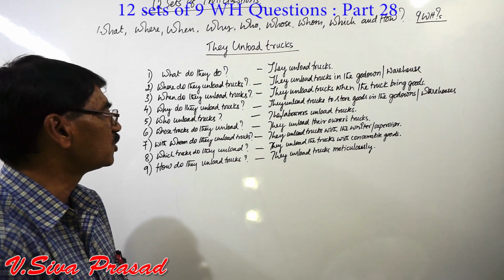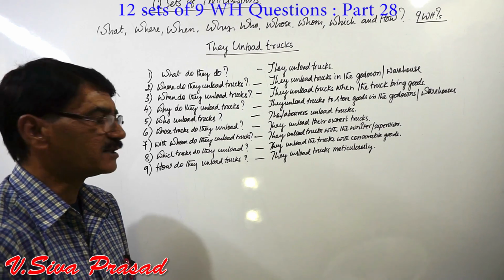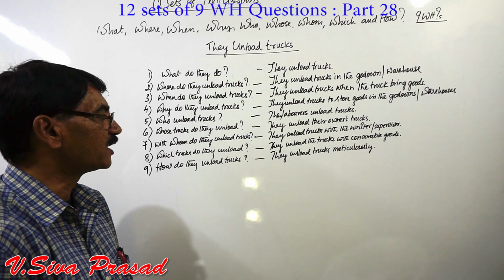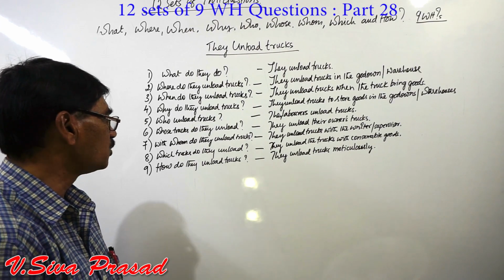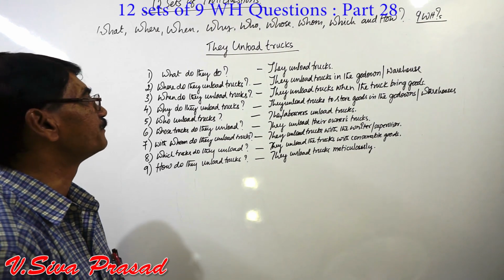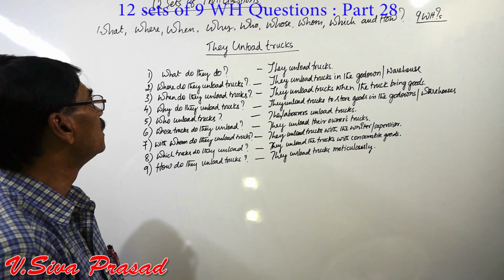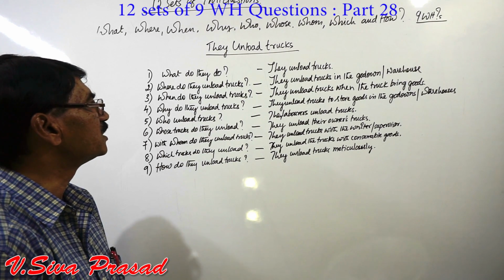With whom did they unload trucks? They unloaded trucks with the writer or supervisor. Which trucks did they unload? They unloaded the trucks with the consumable goods. How did they unload trucks? They unloaded the trucks meticulously. Third one. What will they do? They will unload trucks. Where will they unload trucks?